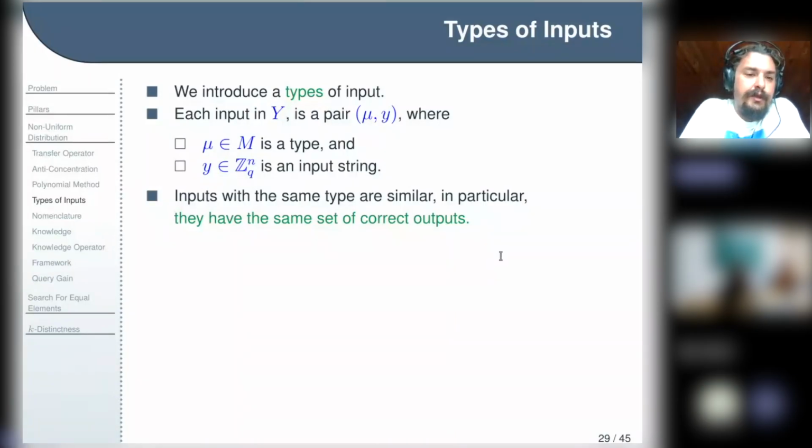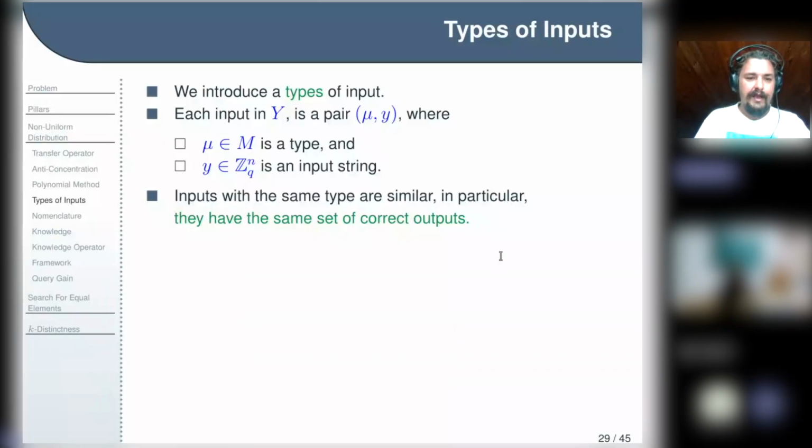Then for each input y, with this probability distribution p, which is non-uniform, I will just represent it as a pair mu y, where mu is a type. In principle it can be anything, but I will show an example shortly. And y is the same input string as before, just with an additional piece: for each input, I have an additional type attached. In fact, I can have different types attached to the same input as well, and I would like to do that later.